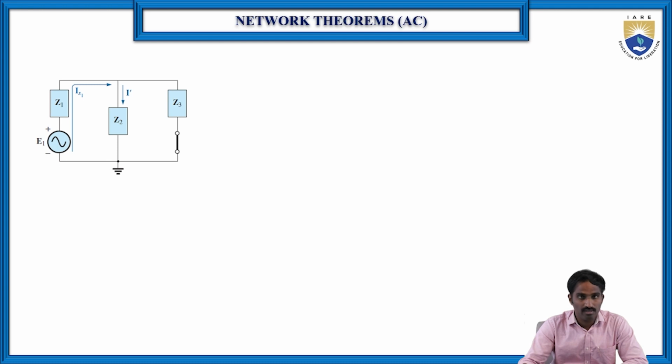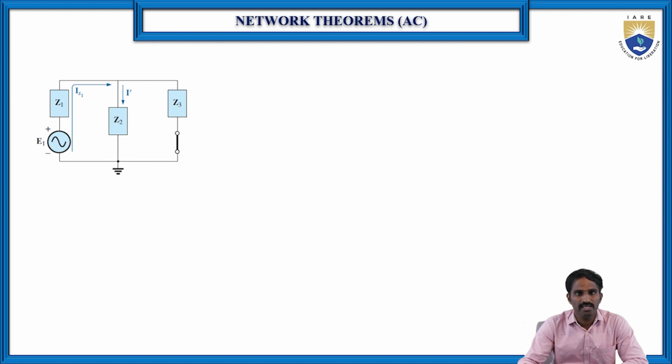Of course, one way to find the current flowing through Z2 is simply applying loop analysis. But instead of applying loop analysis here, by using the current division rule we can find the current flowing through Z2. For that we need to find the total current flowing through the source E1 or Z1, which we consider IS1. So first let us find IS1.